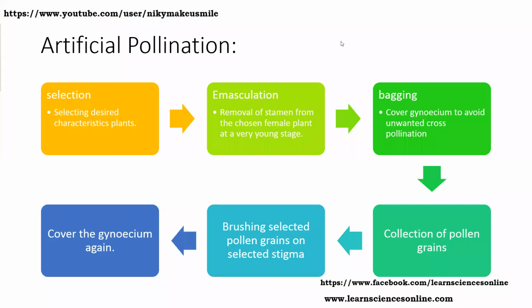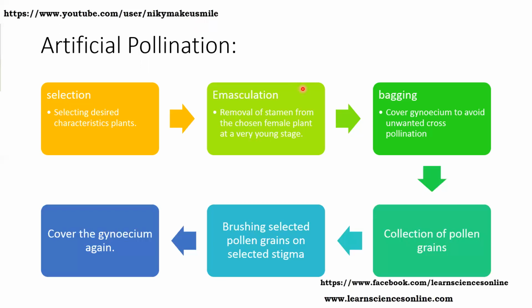Yes, so today's topic of discussion is artificial pollination. Artificial pollination is the pollination when humans interfere in the process of pollination. There are many steps of artificial pollination. Basically, why is artificial pollination used? It is used to hybridize the plants. It is used to mix the characteristics of two plants.